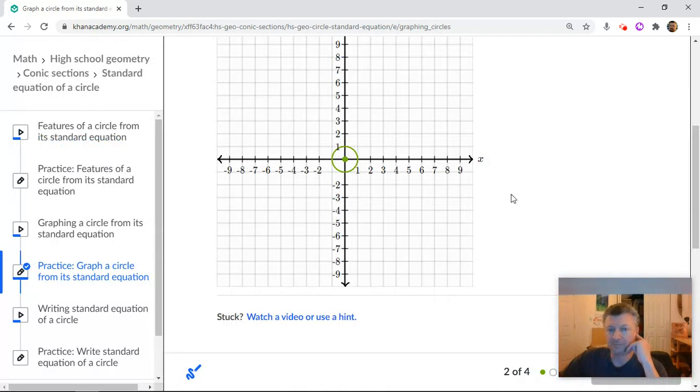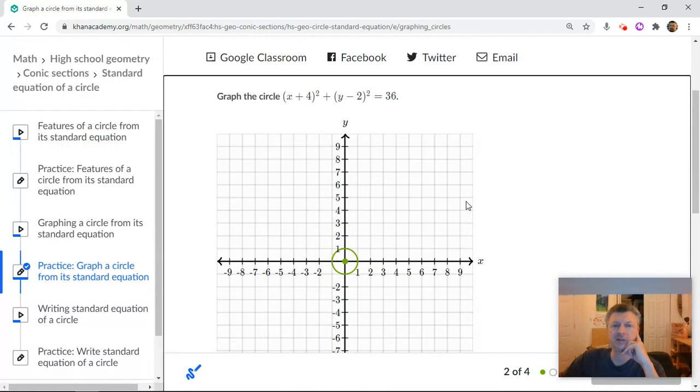I'll show you one more. Okay, this one doesn't have zeros in there. So that's all right. So we got a +4. That's -4. X is -4. We got a -2. That's +2. It goes up 2. The radius squared is 36.